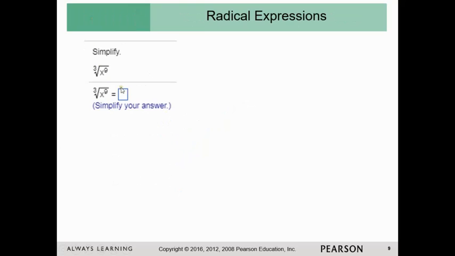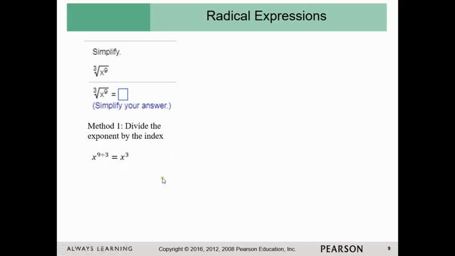So we'll look at this one here. We've got the cube root of x to the 9th. So one way to think of this is divide the exponent of the variable by the index. So 9 divided by 3, we end up with x to the 3rd.